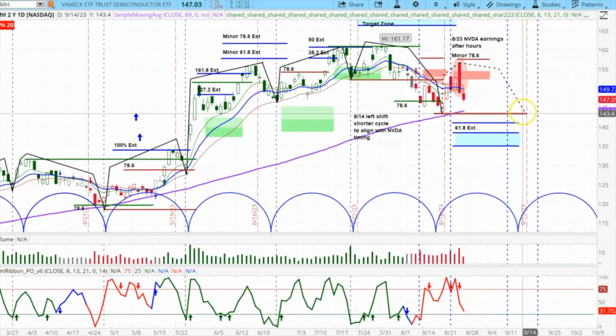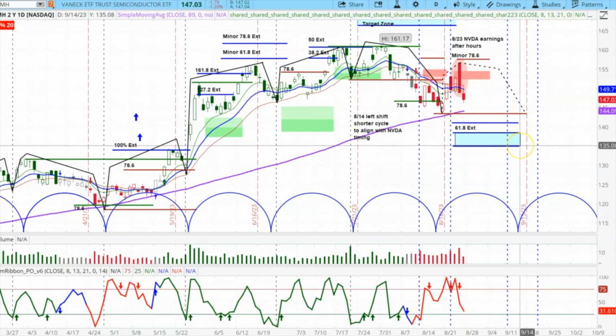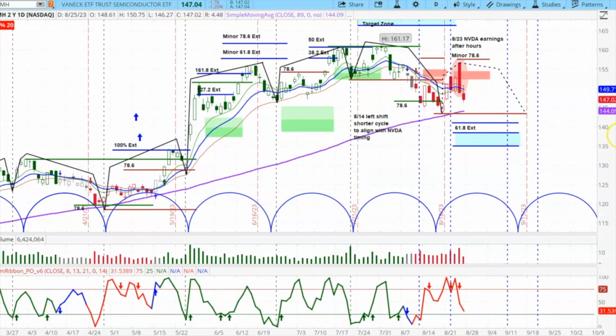Here's that daily chart again. So 135 is where this fib extension is down over here. So that's what we're really looking for: lower prices, and these market leaders, these semiconductors, now being in a negative condition.